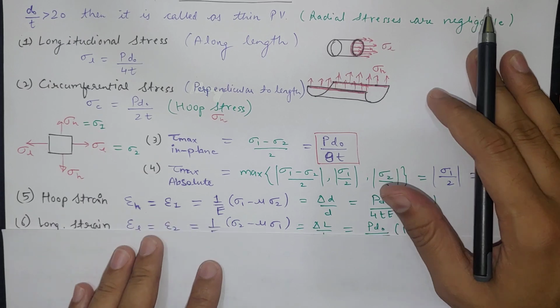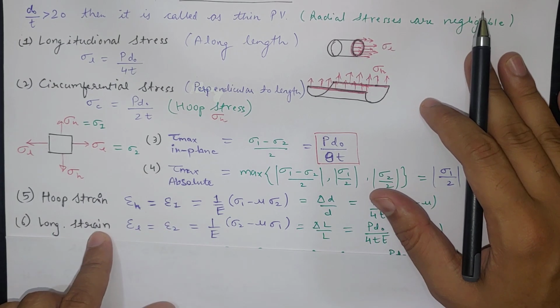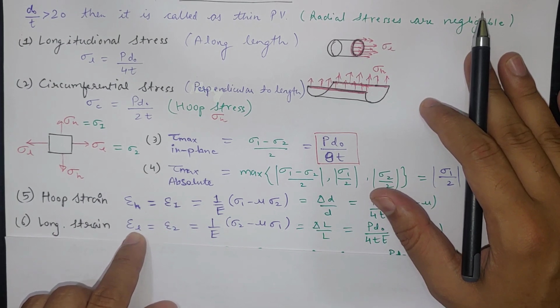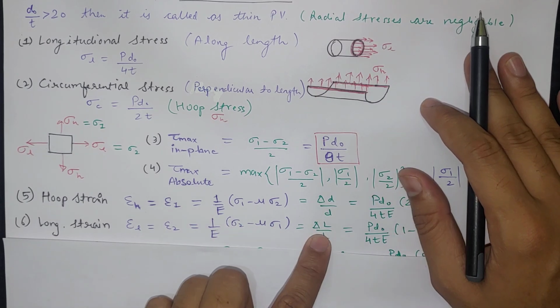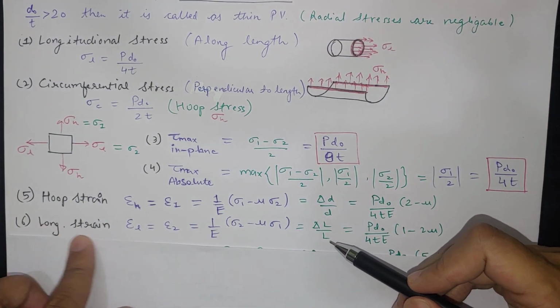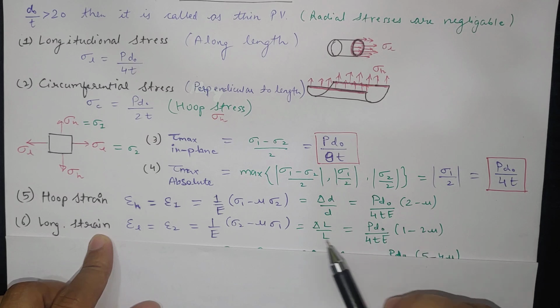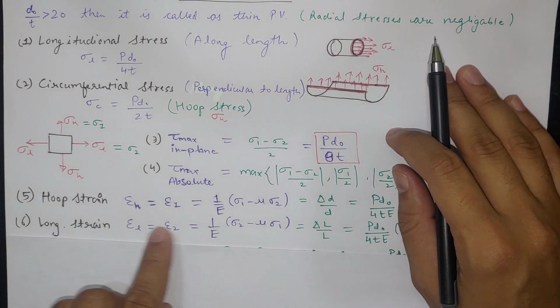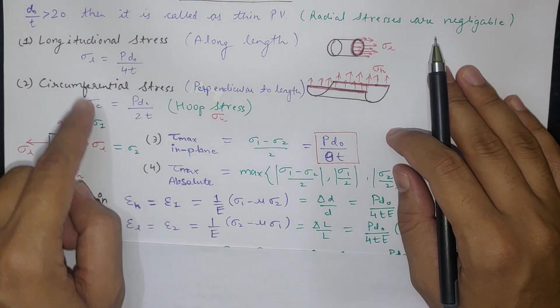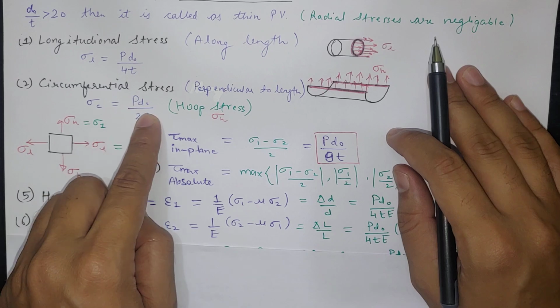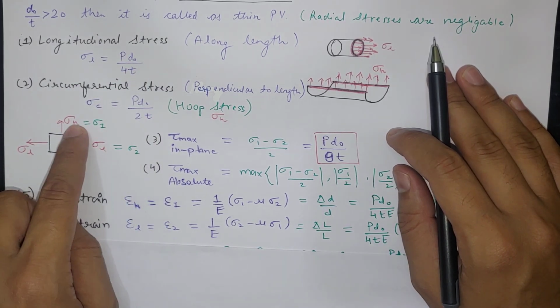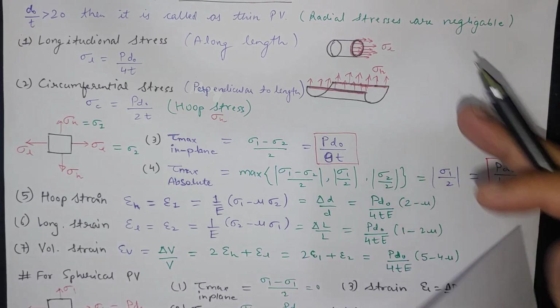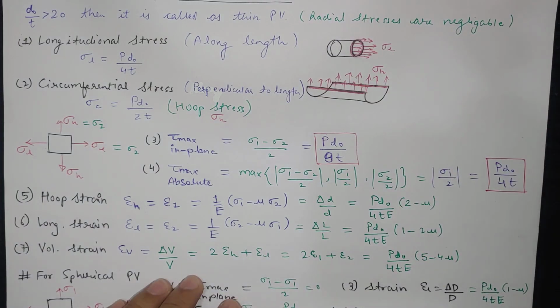Similarly, if we calculate for longitudinal strain epsilon L, then epsilon 2 will be 1 upon E (sigma 2 minus mu sigma 1), delta L divided by L, because it is in the longitudinal direction, and we get this formula after placing sigma 2 and sigma 1 in it. So sigma 1 is PD naught by 2T, and sigma 2 is PD naught by 4T here, if we see. Now the last part is volumetric strain.